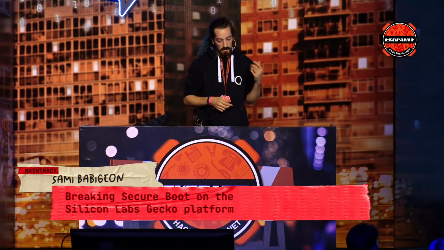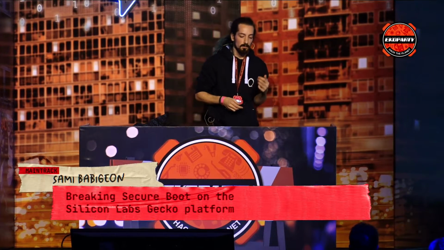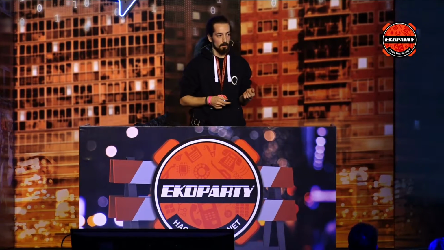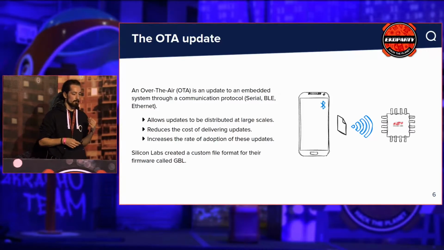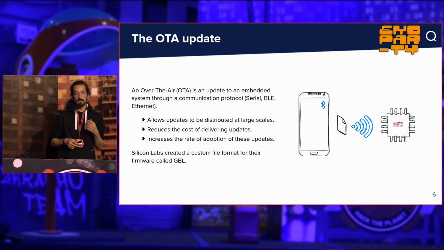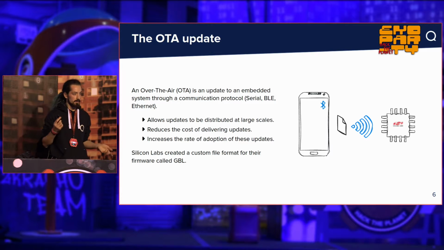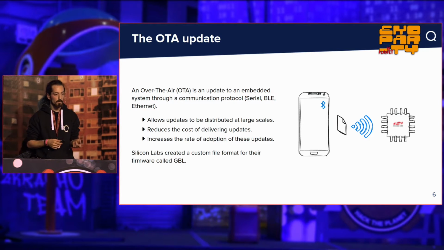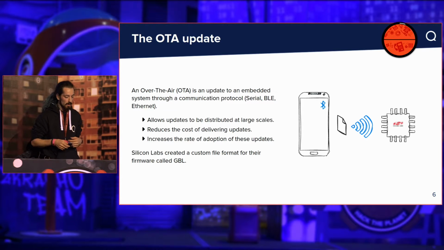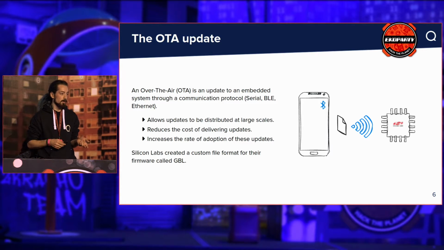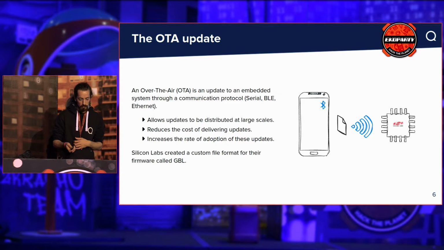So basically, Silicon Labs implemented what is called an over-the-air update in their SDK. You can think of it as an update through any communication protocol. It can be UART, serial, BLE, or Ethernet. It doesn't matter. Most of the time, it's through a wireless protocol because this is more practical for the user. And it allows updates to be distributed at a large scale. It obviously reduces the cost of delivering those updates and increases the rate of adoption.